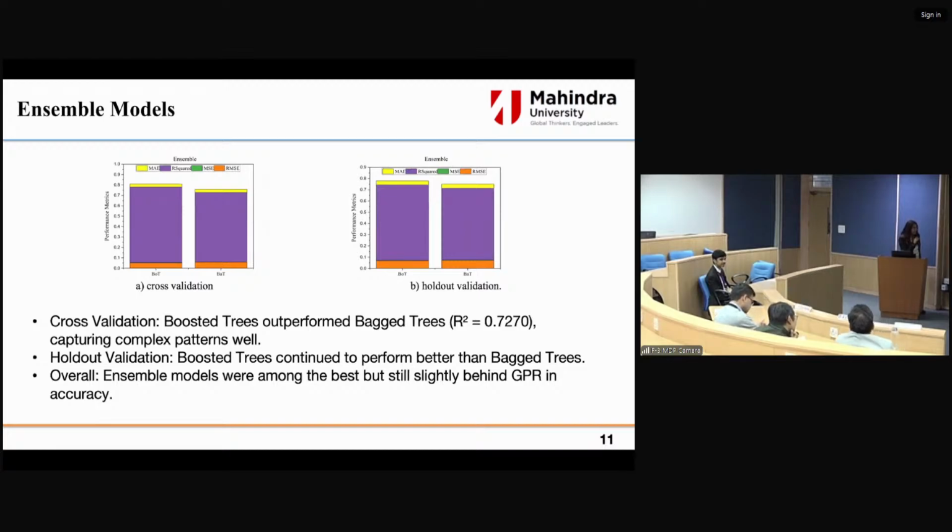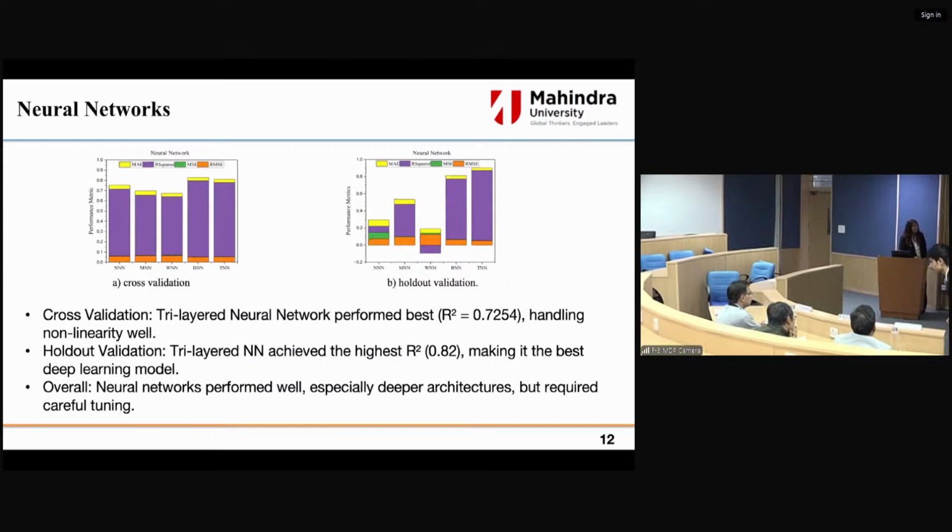Among ensemble models, boosted trees performed better than bagged trees. These models captured the complex patterns well and provided strong predictive performance, though they were slightly less accurate. Moving on to neural networks, the three-layered neural network showed strong performance, achieving the highest R-square of 0.82 in hold-out validation. It was the best deep learning model for PGA prediction, effectively capturing nonlinear relationships.